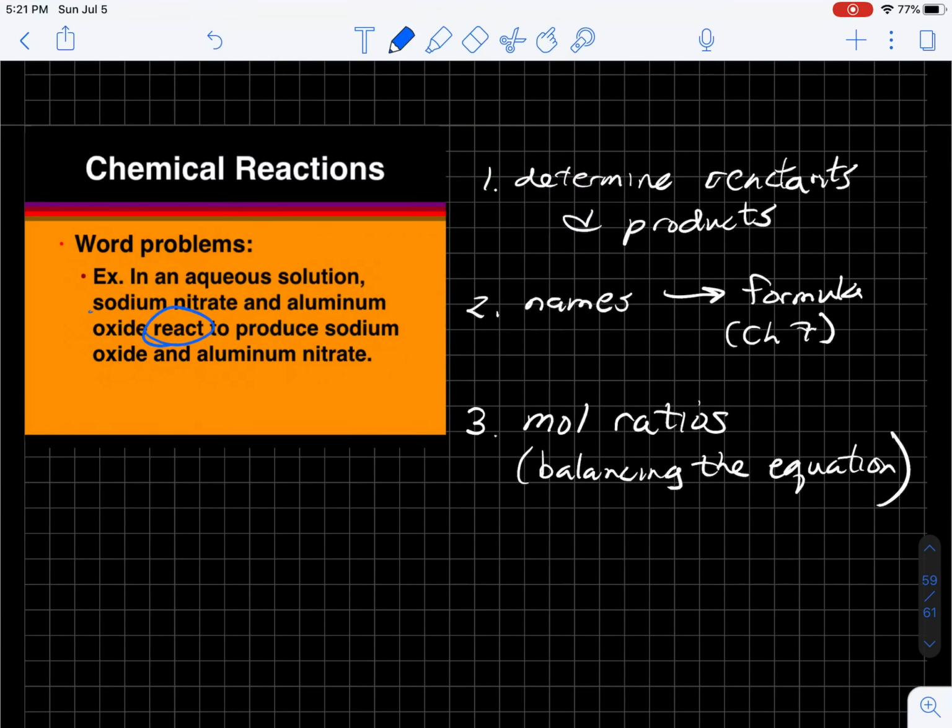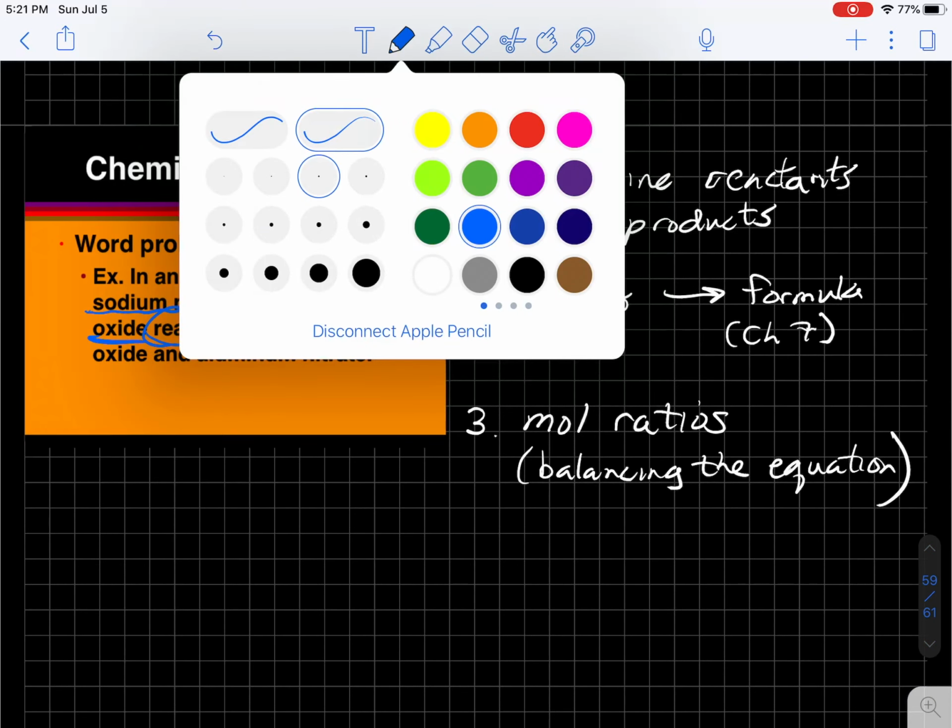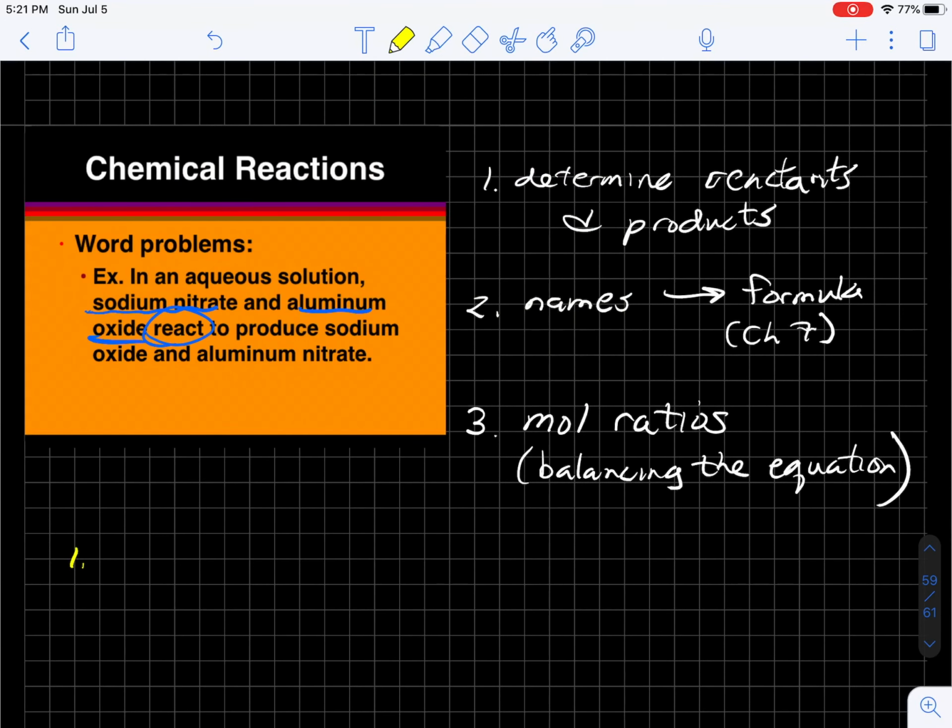All right, so this one. What are our reactants? Well, they made this pretty simple. They used the word react. So we know that sodium nitrate is going to react with aluminum oxide, and I'm going to write that as a word equation.